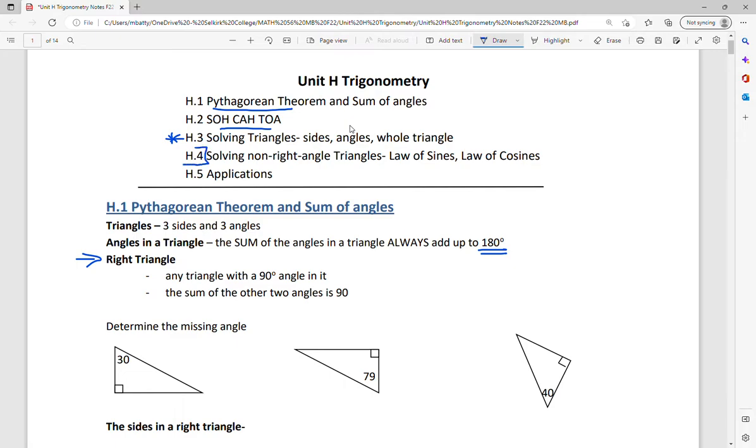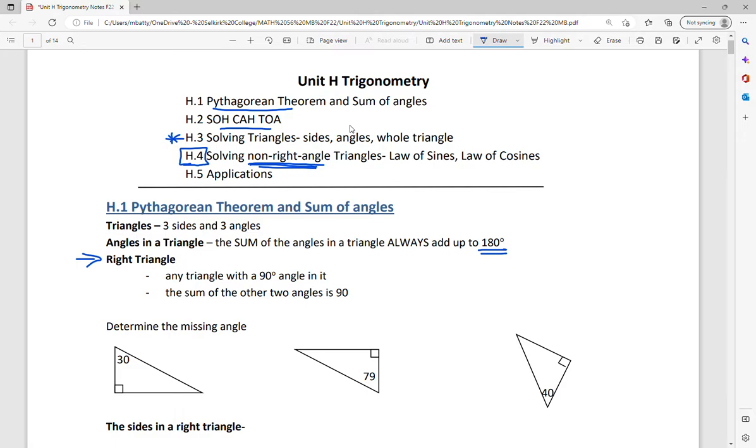All of a sudden in H.4, we're going to move into non-right angle triangles. And so there is a little bit of a distinction in this trigonometry unit, and it's probably the non-right angle triangles that are going to be new to you.